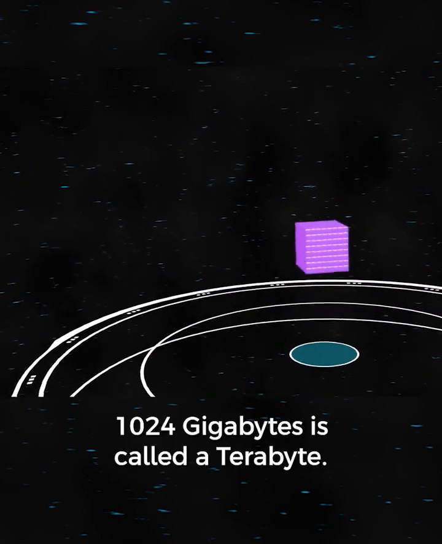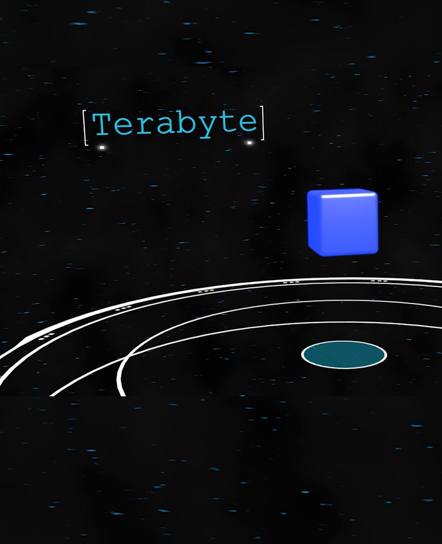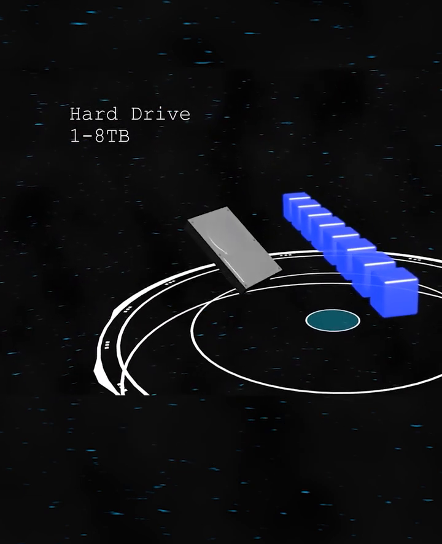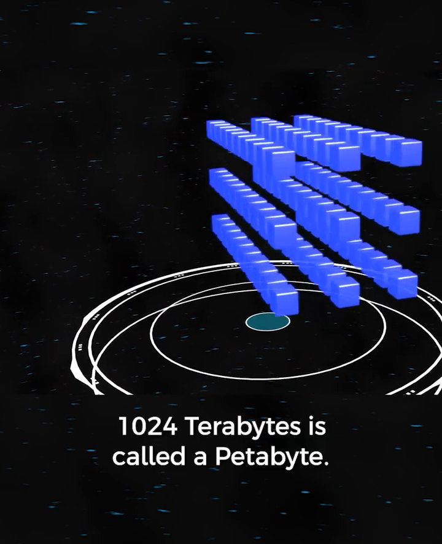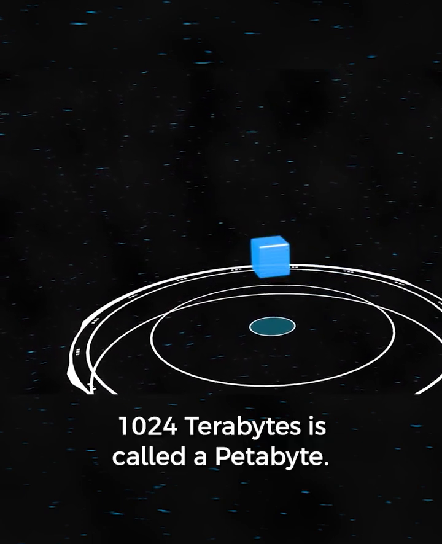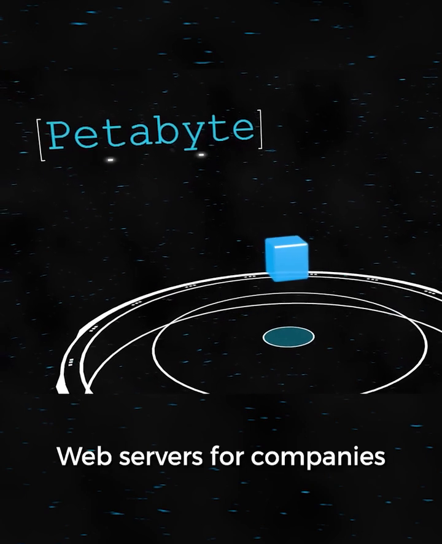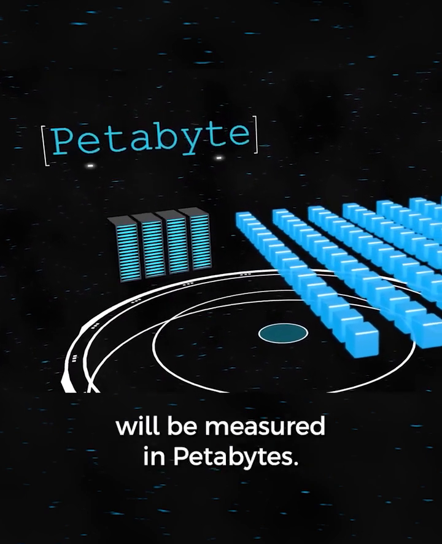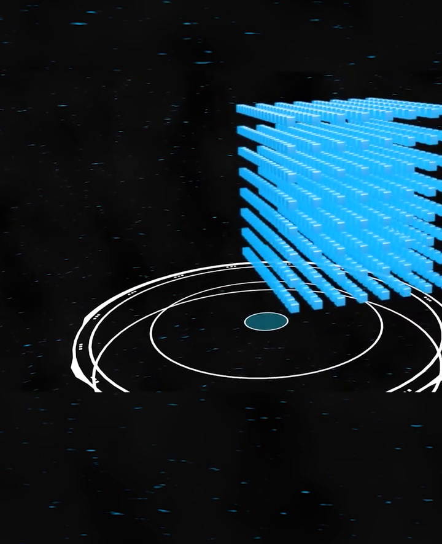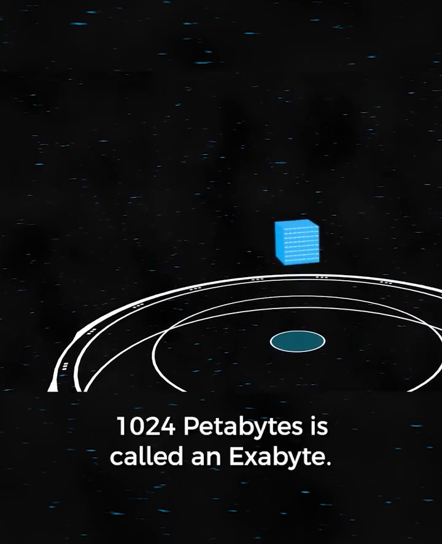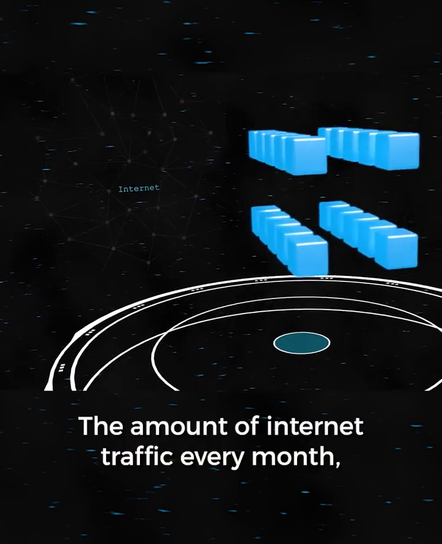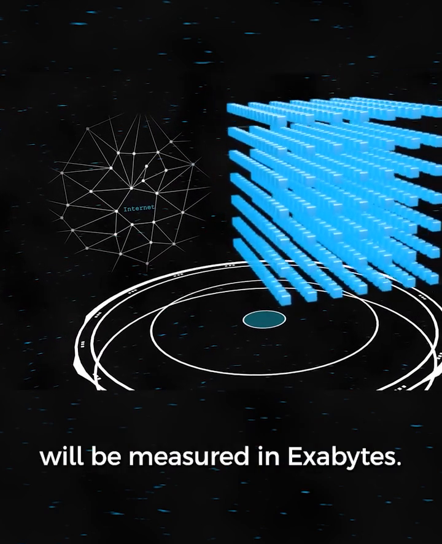1024 gigabytes is called a terabyte. A hard drive will be anywhere from 1 to 8 terabytes. 1024 terabytes is called a petabyte. Web servers for companies such as Facebook, YouTube, or Amazon will be measured in petabytes. 1024 petabytes is called an exabyte. The amount of internet traffic every month will be measured in exabytes.